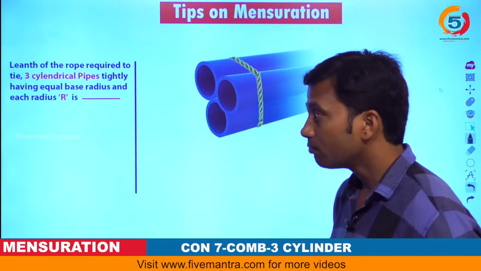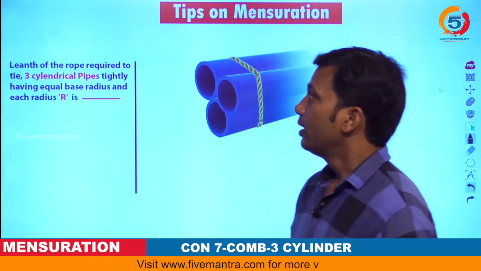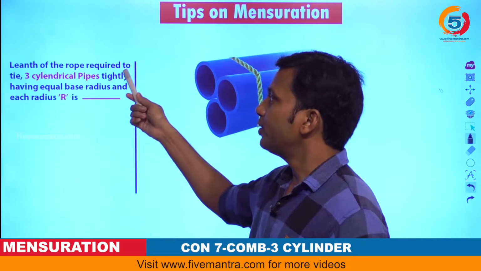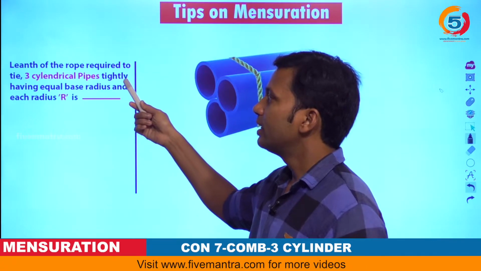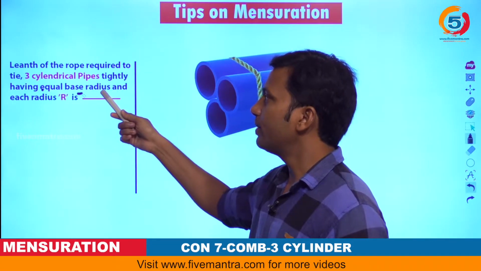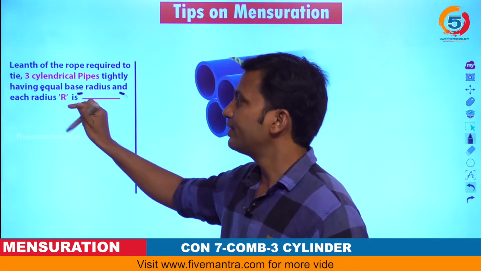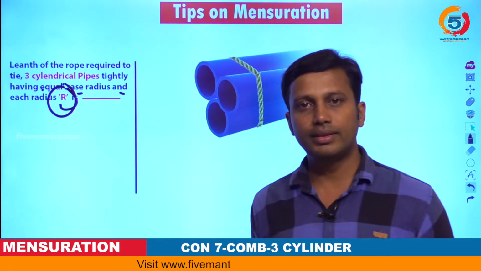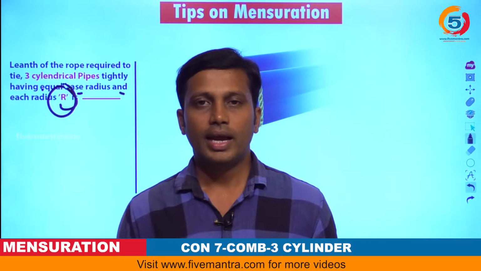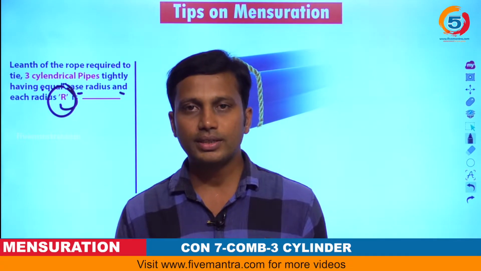See, here the length of the rope required to tie three cylindrical pipes tightly, having equal base radius, and each radius would be capital R. That is our question, okay, and what we have to do here, just see.